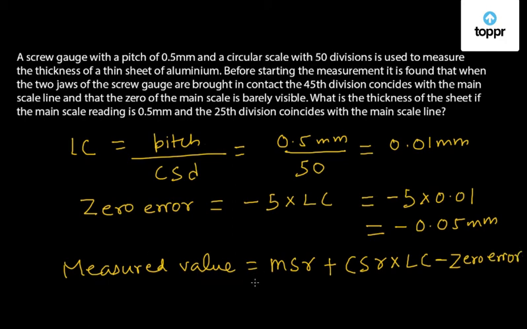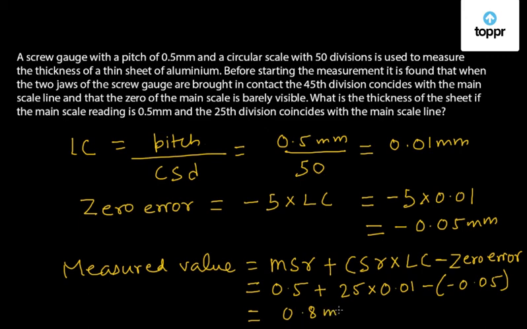So finally what we will get: the main scale reading is 0.5 millimeter, the circular scale reading, that is 25, will be multiplied by the least count of the screw gauge, which is 0.01 millimeters, minus the zero error, and here the zero error is negative, so minus of minus 0.05. So when we calculate this, we will get 0.8 millimeters. So this is the thickness of the sheet measured by the screw gauge.